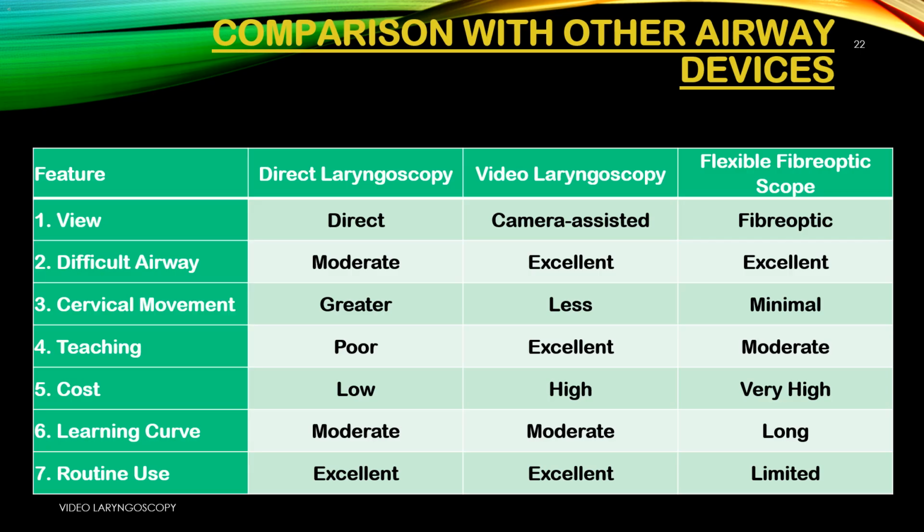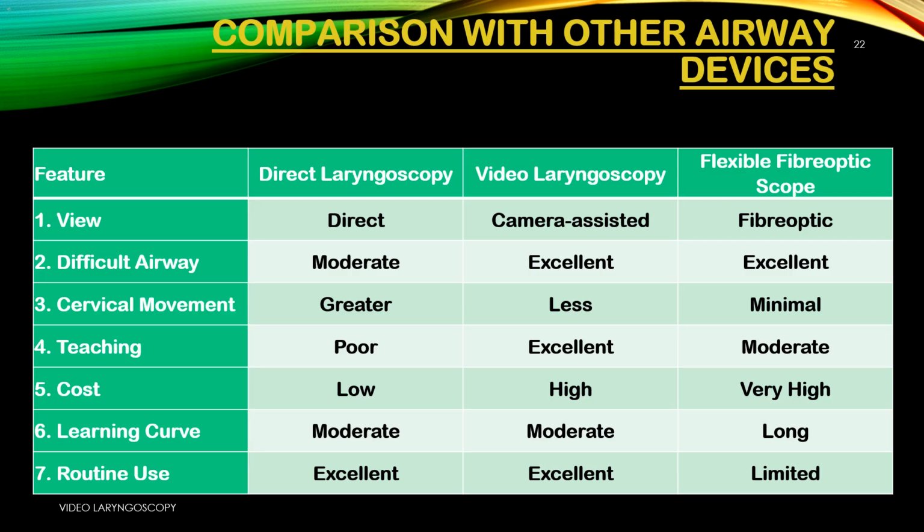2. Difficult airway. Direct laryngoscopy: poor. Video laryngoscopy: moderate. Flexible fiberoptic scope: excellent. Explanation. Video and fiberoptic handle swollen or hidden airways better than direct.